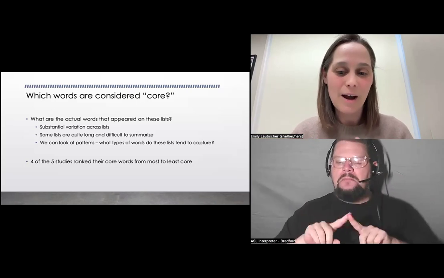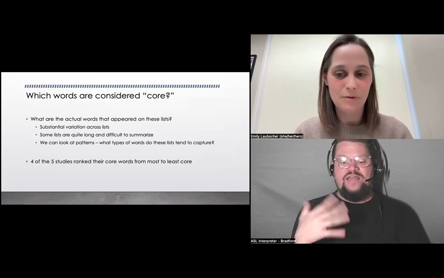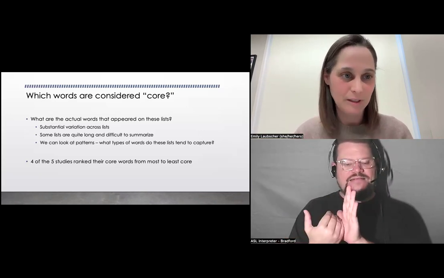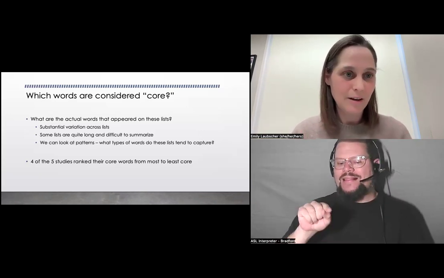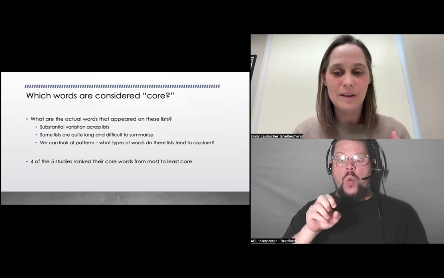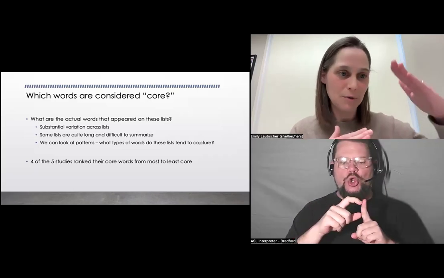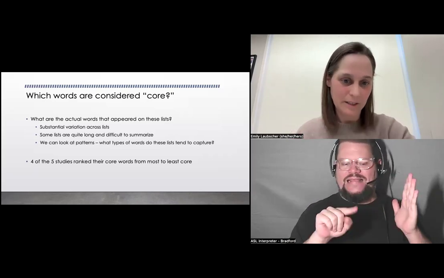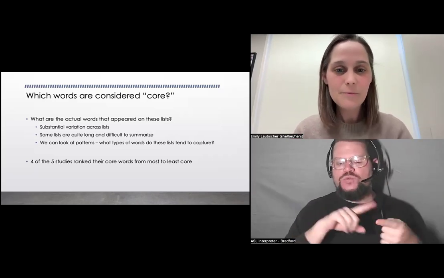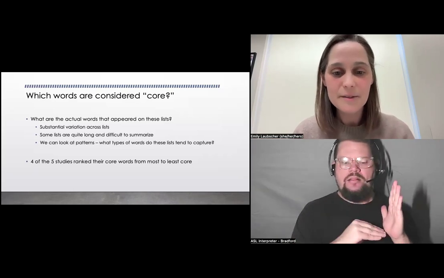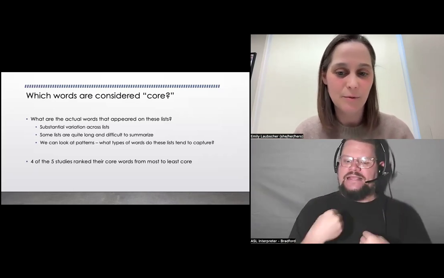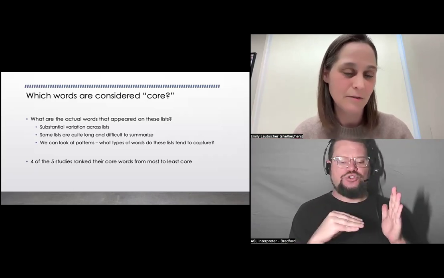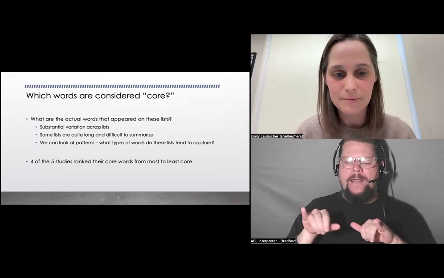However, 4 out of the 5 studies in this review presented their core word lists in order from most to least core. So, depending on how core was defined, this means that the words were ranked from most frequent to least frequent, or most common to least common, for example. So, these ranked lists can give us some idea of what types of words are most likely to be captured when you look at frequency and commonality of occurrence across language samples.